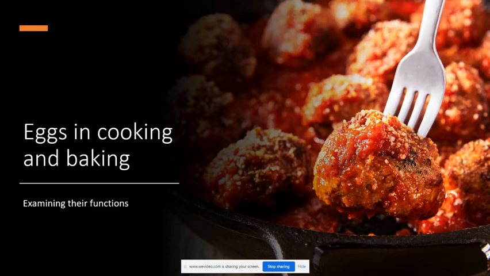In this short presentation, we're going to examine how eggs are used in cooking and baking. Some of this is going to be review, and some will be new and be a great transition into our next unit, which is going to be focusing on breads, and then after that, sweets.